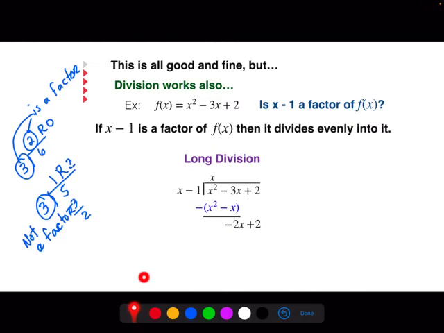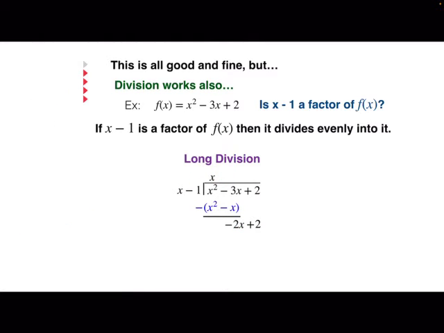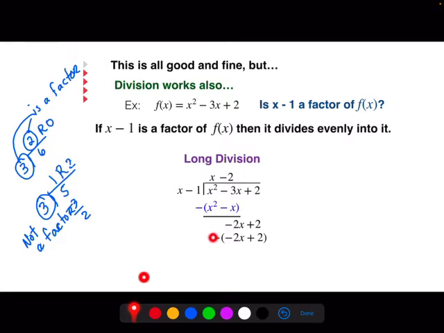And then we ask ourselves again, what can I multiply x by to get negative 2x? So it's going to have to be a negative 2 that I distribute here. And we distribute the negative 2, and it's going to give us negative 2x plus 2, but we have to subtract that. Again, be careful there, because when you subtract it, it becomes plus 2x and minus 2.